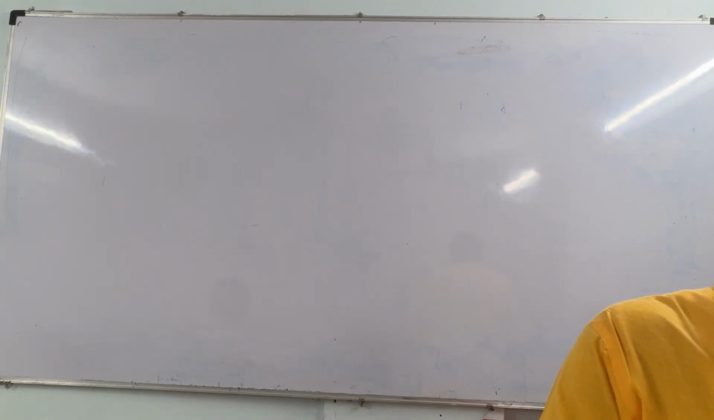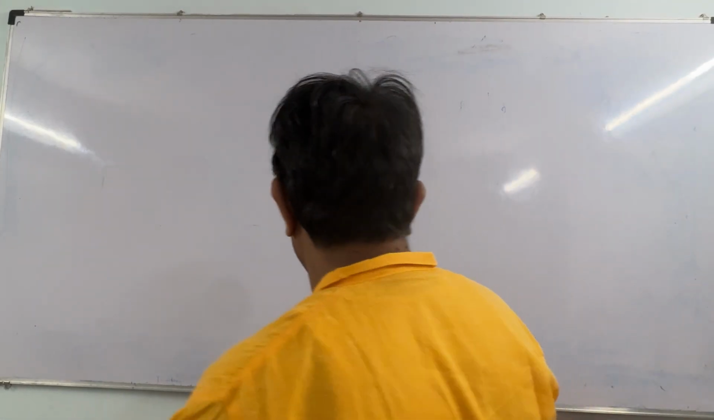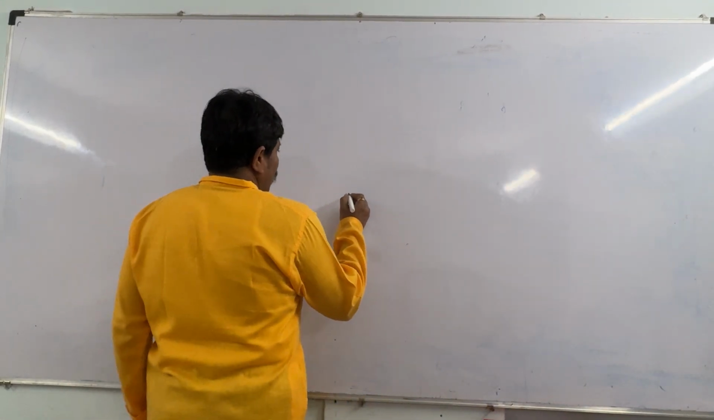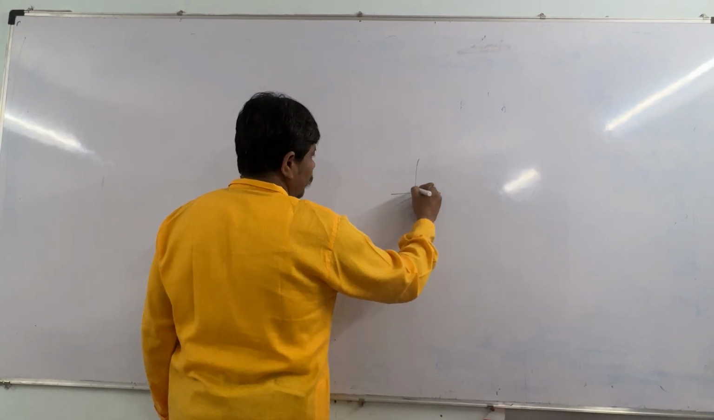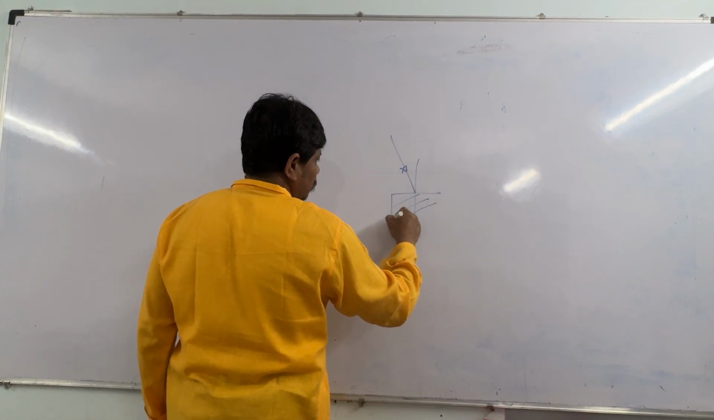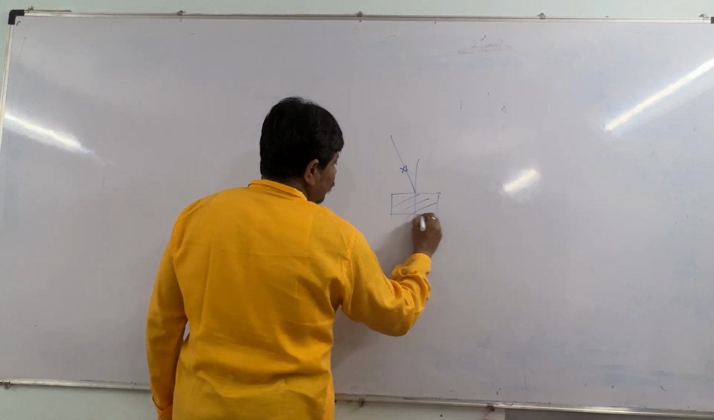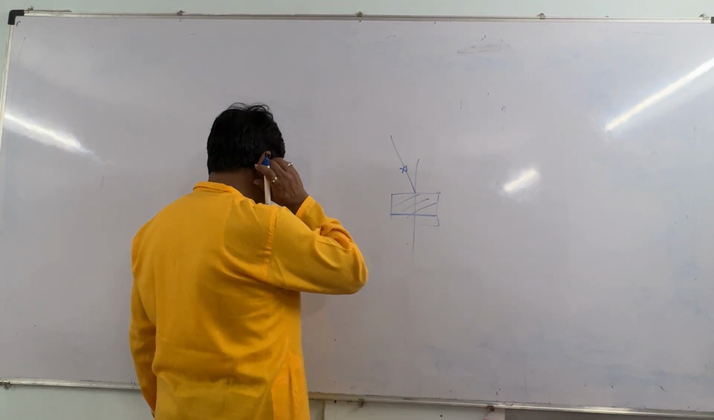A pond appears to be 2.7 meter deep. If the refractive index is given as 4 by 3, find the actual depth of the pond. See, when you see any pond, it appears to be at a certain height due to refraction of light.